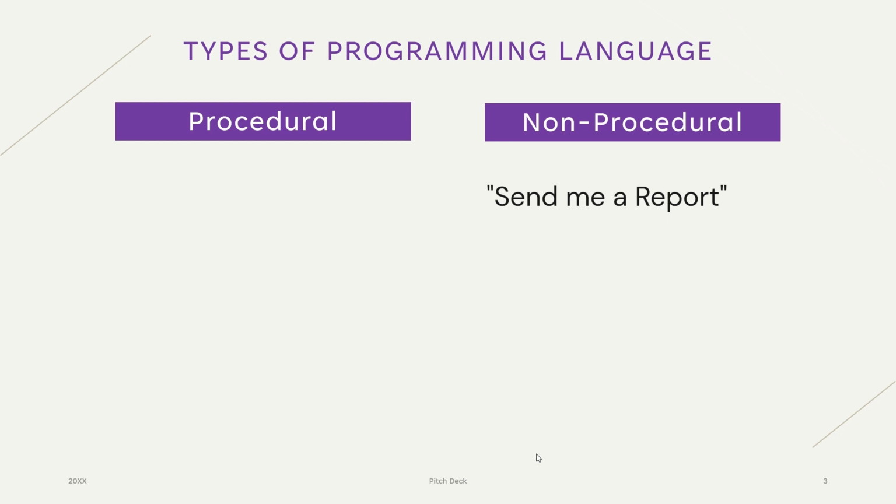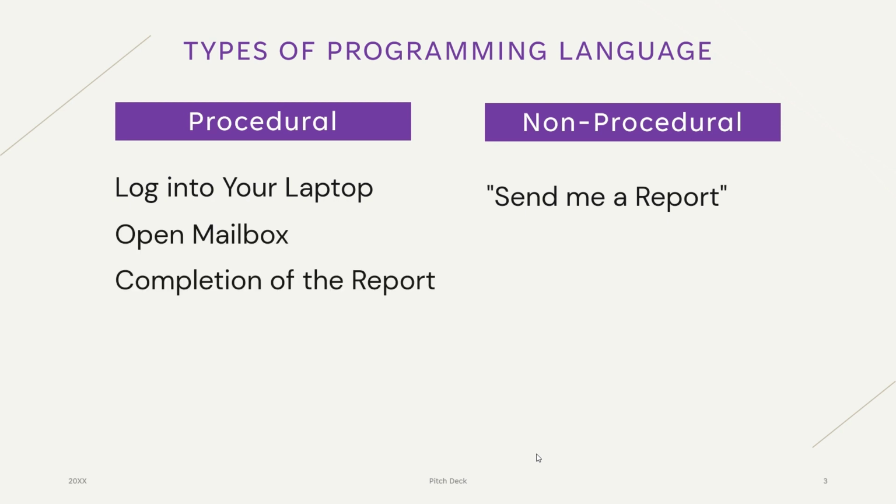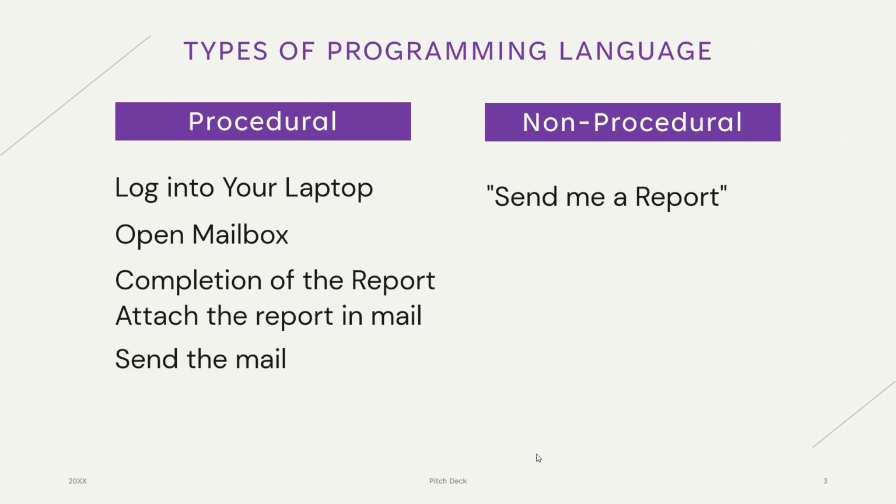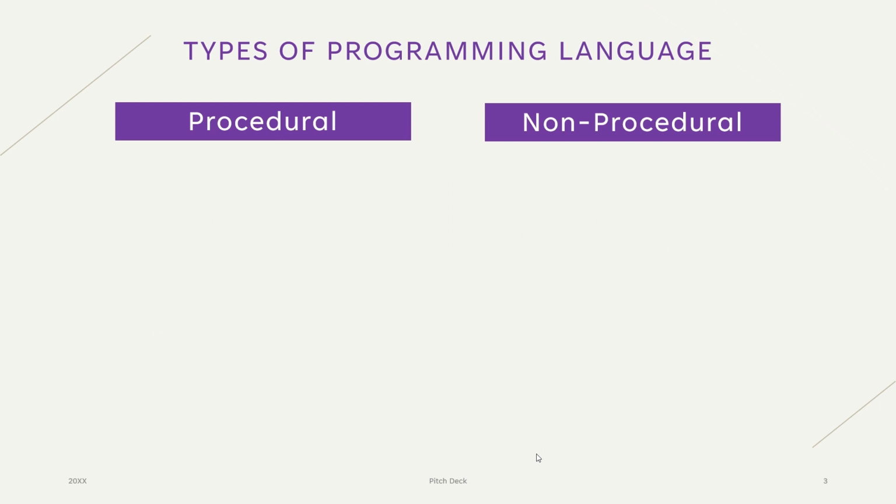Say instead, I'm just instructing him step by step. Hey Ajay, log into your laptop, open mailbox, check whether you have completed that report. Now attach that report into the email that you are going to send to me and then send. Check whether it has been delivered to me. Okay. So in case I instruct him step by step in order to complete the set of tasks, it's procedural. So this is the basic difference between procedural and non-procedural. Again, I reiterate the difference briefly. Procedural means it focuses on how to do. Non-procedural means it focuses on what to do. All right. Now let's move on to the next steps.